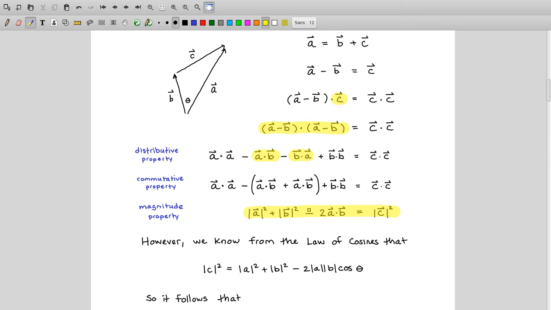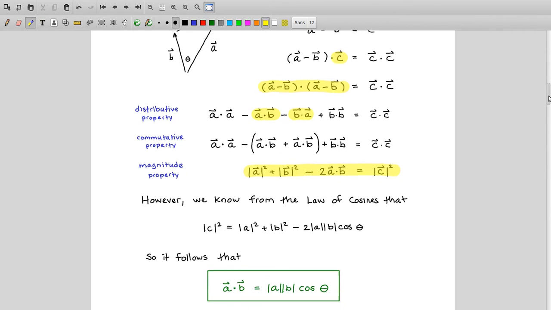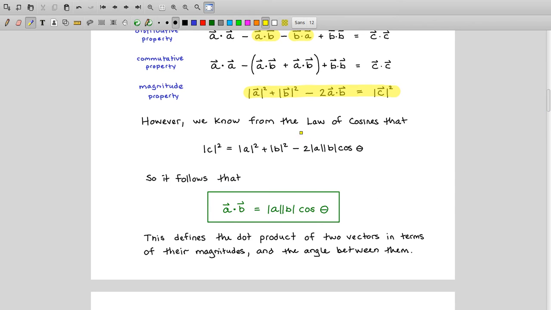So we got this result here from basic properties of arithmetic applied to our as yet undefined dot product. And we have this result here from geometry, the law of cosines. So it immediately follows that this gives us a definition of the dot product. That this thing here, the 2a dot b, is the same as this thing right here, 2ab cosine theta, and that gives us that a dot b must be magnitude a, magnitude b, cosine theta.